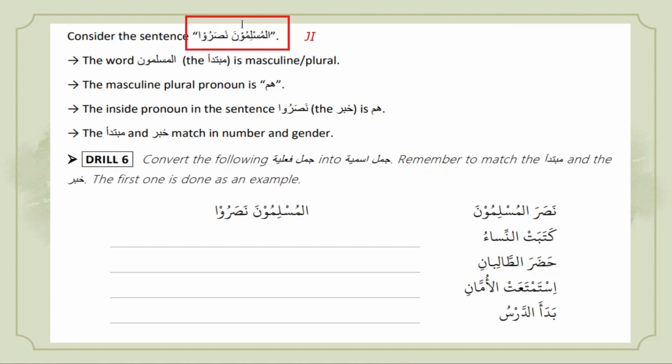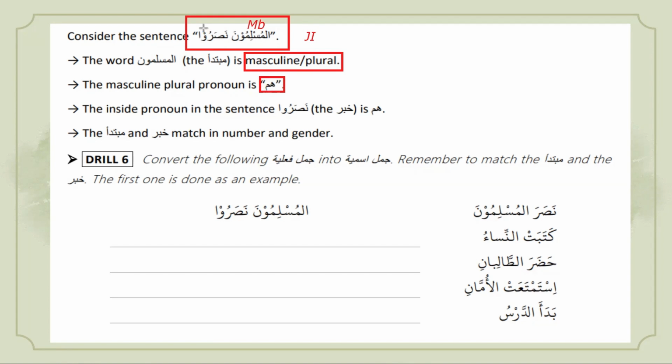So al Muslimuna is mubtada marifa, right? And marfu una. Okay, so nasaru is its khabar. The Muslims, they helped. Nasaru, they helped. So Muslimuna is masculine plural, which is the mubtada. And the masculine plural pronoun is whom.